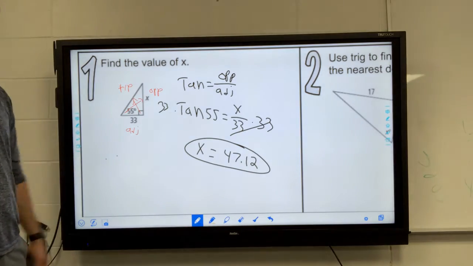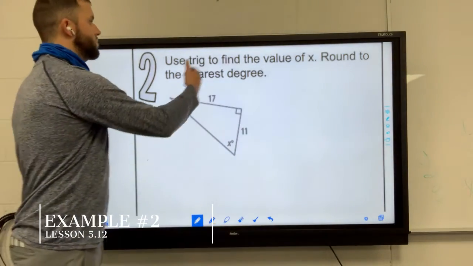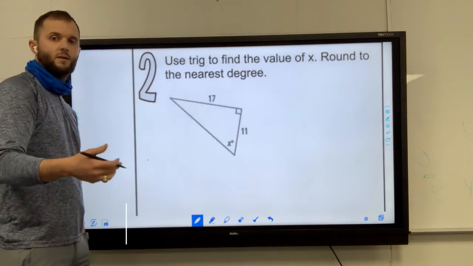Okay, jumping over to example number 2. On example number 2, it says we need to use trig to find the value of x and round to the nearest degree. So we're rounding to the nearest degree.